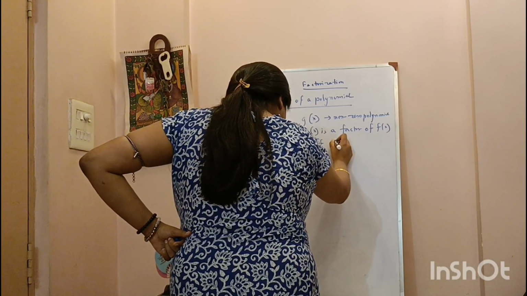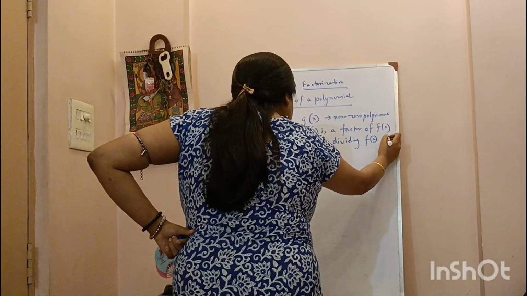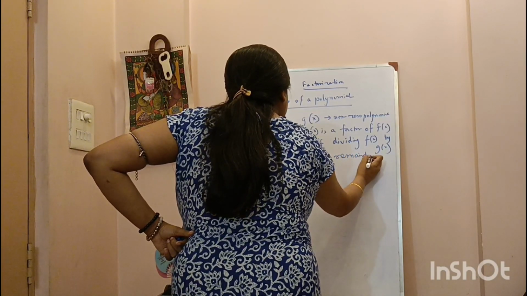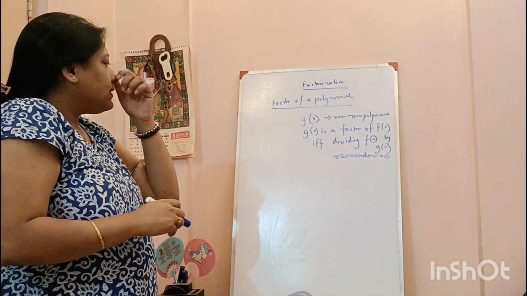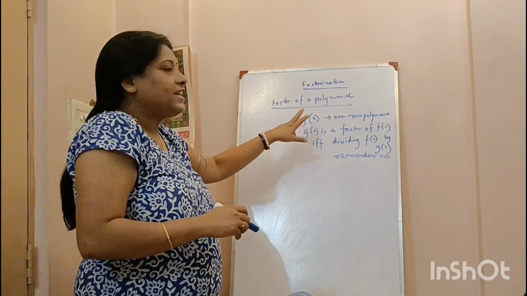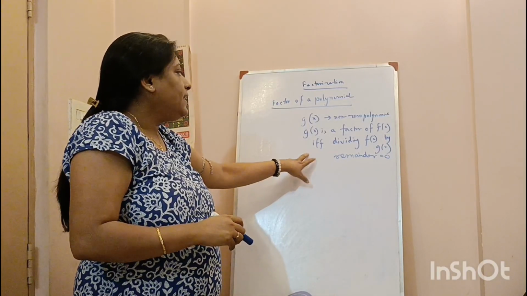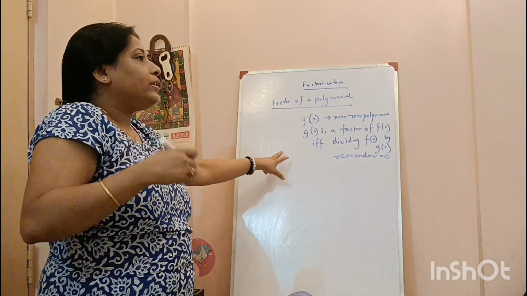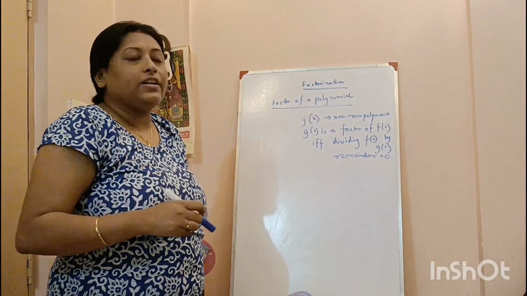dividing f(x) by g(x), the remainder is 0. So if g(x) is a non-zero polynomial, then g(x) is called a factor of f(x). Both are non-zero polynomials, g(x) and f(x). Then g(x) is called a factor of f(x) if and only if, when you divide f(x) by g(x), the remainder is 0. If the remainder is 0, then we can say that g(x) is a factor of f(x).